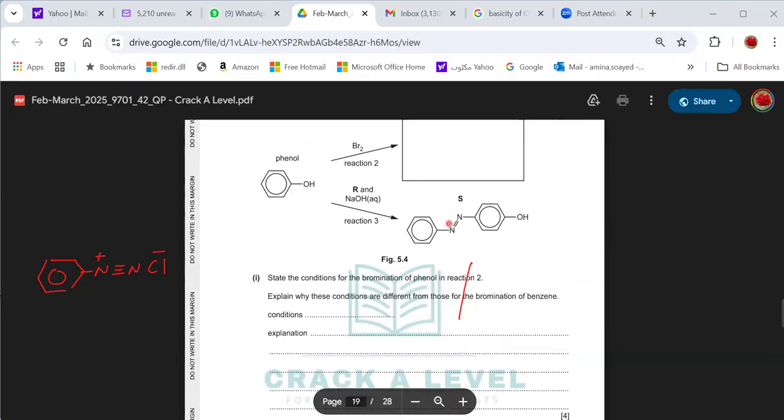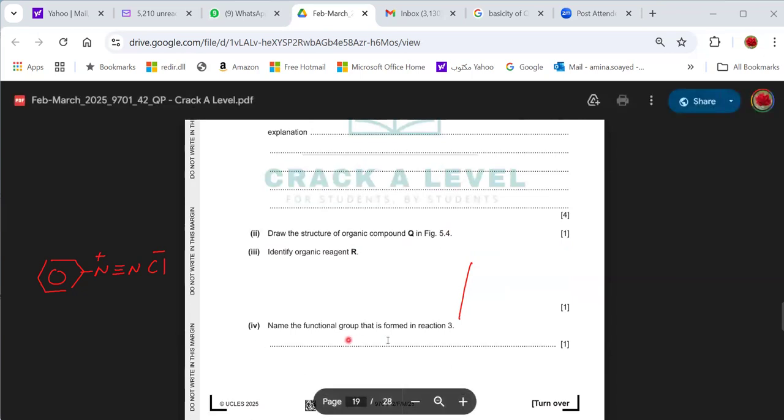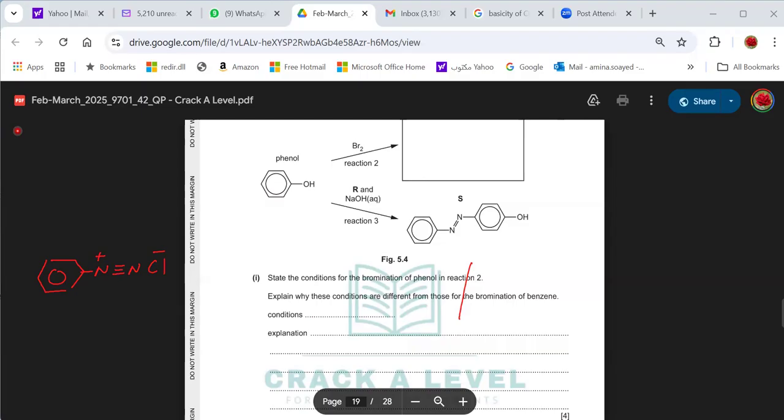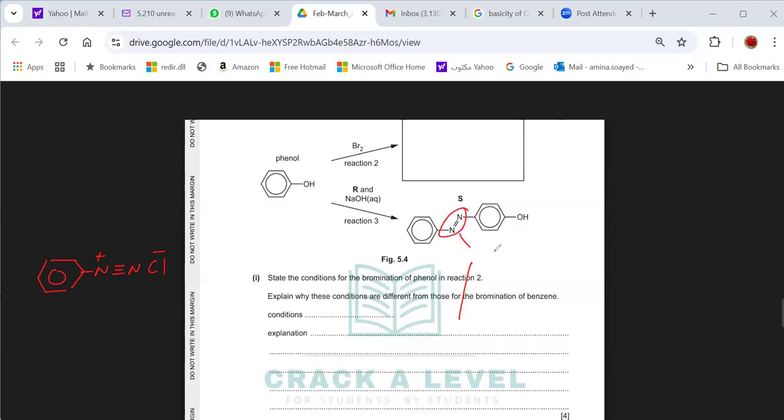This is benzene. And now they said, name the functional group that is formed in reaction 3. We know that this functional group is called the azo group. This is called the azo group.